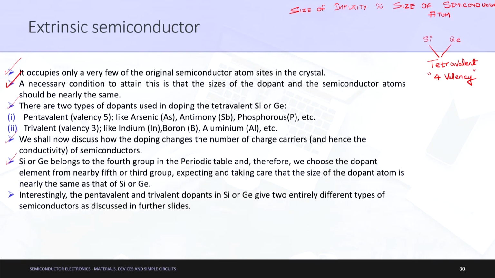Next, interestingly, the pentavalent and trivalent dopants in silicon or germanium give two entirely different types of semiconductors, as described in the slides. That is the basic reason we divide this into two concepts: pentavalent extrinsic semiconductors and trivalent extrinsic semiconductors. The summary of this part of the slide is that there are two types of extrinsic semiconductors. The two dopants are pentavalent, that is valency 5, and trivalent, that is valency 3.